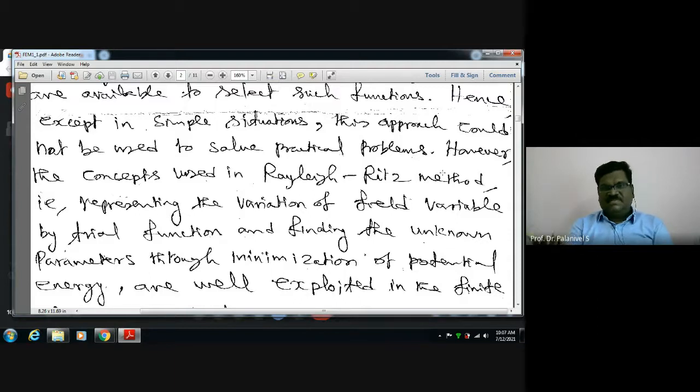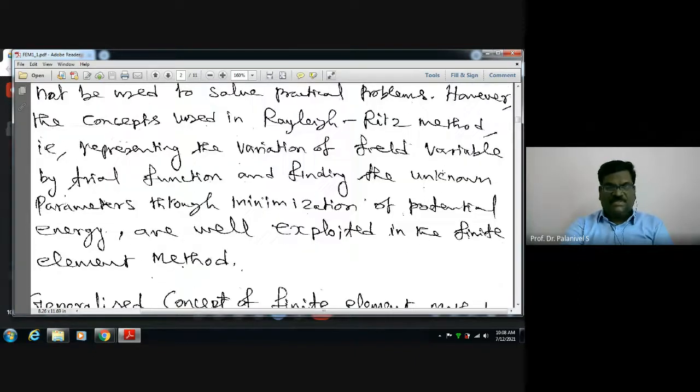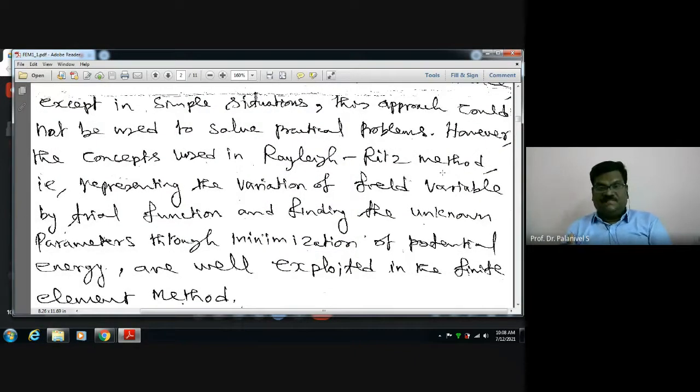Even you can say minimization or maximization or extremum, all are the same, because whether it is a minimum, maximum, extremum or stationary, the slope is zero. Its variation must be zero. Its first derivative must be zero. That concept, no. That's why finding unknown parameters through minimization of potential energy is well exploited in the finite element method.